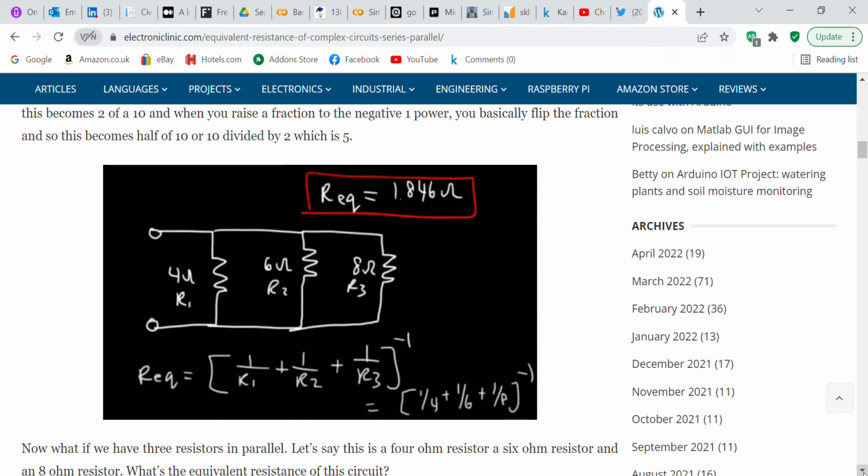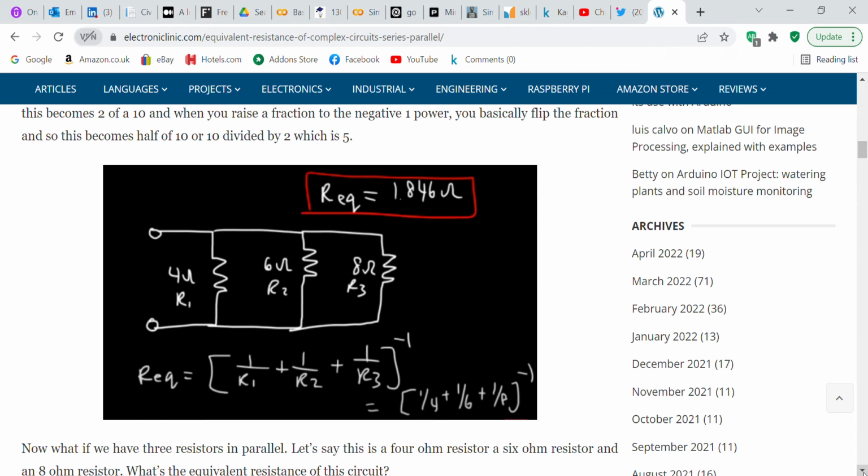So now we have another circuit that's 3 resistors in parallel. You've got 4 ohms, 6 ohms, and 8 ohms. So you already know that the total resistance is going to be lower than the lowest resistance. The lowest resistance is 4 ohms, so you know that the total resistance is going to be less than 4 ohms.